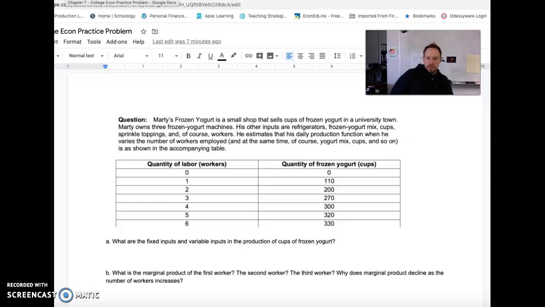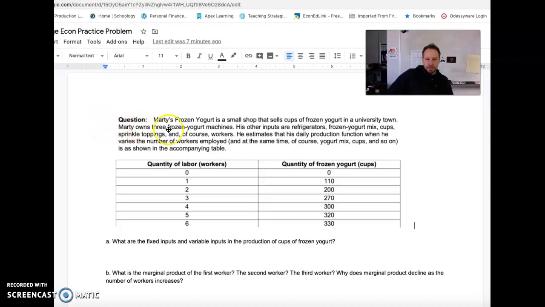Alright, gonna make this video here quick to show a practice problem of all the skills you're going to be needing to have for Chapter 7. So the question here is Marty's Frozen Yogurt is a small shop that sells frozen yogurt in a university town.